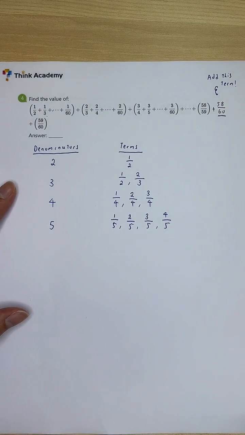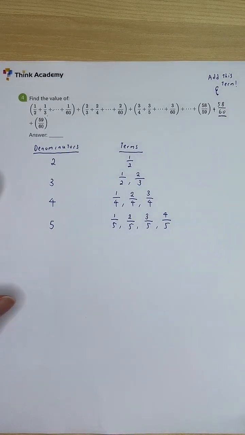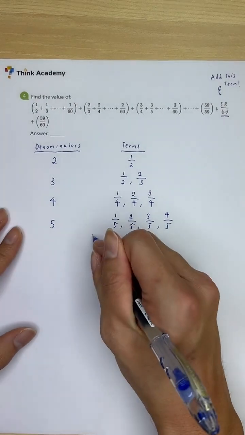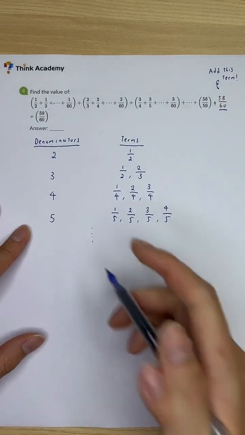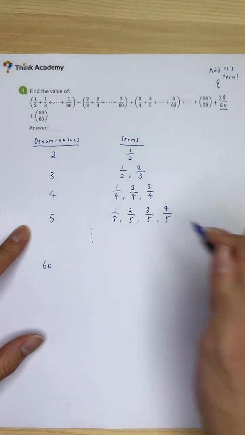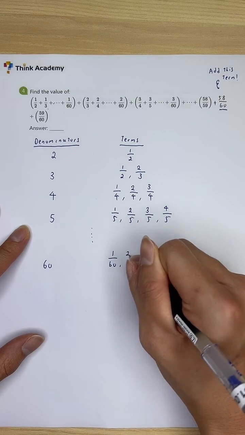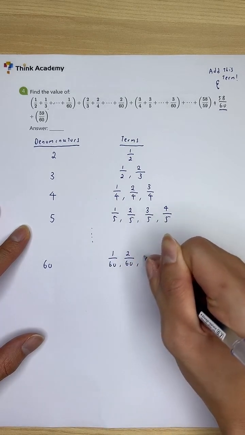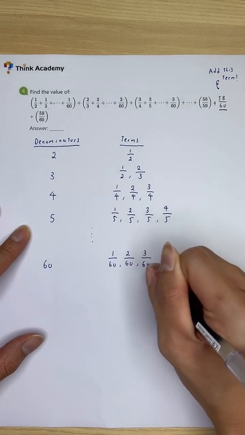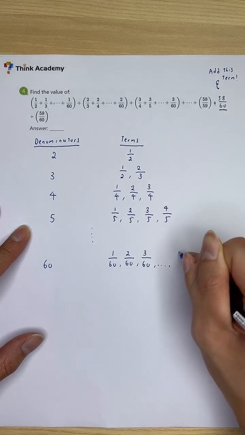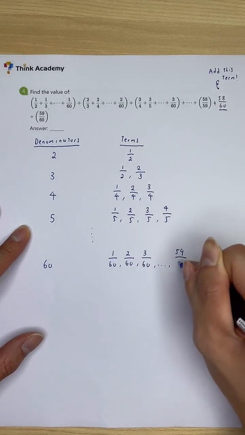That is the crucial idea that I want to bring across. We can add up fractions with like denominators. So right now we are grouping them together first. In this case, we'll move all the way down to 60. So for 60, you are expecting 1 out of 60, 2 out of 60, 3 out of 60, all the way to 59 out of 60.